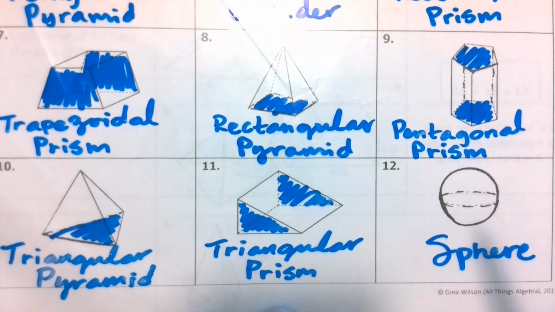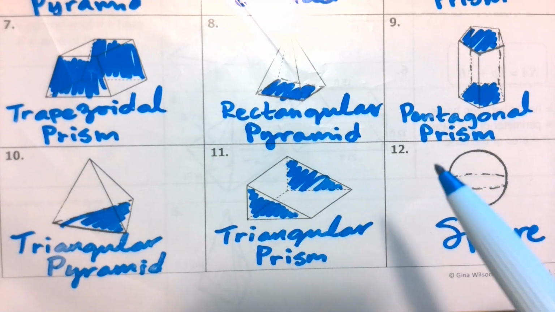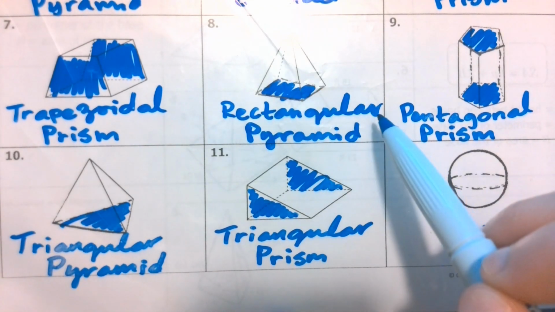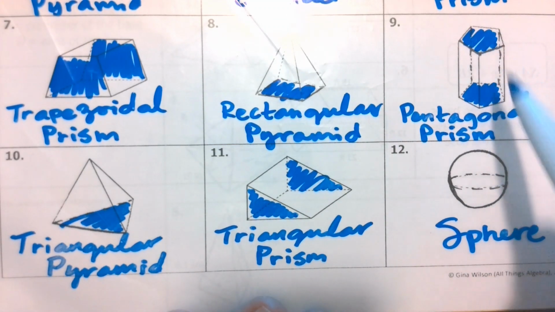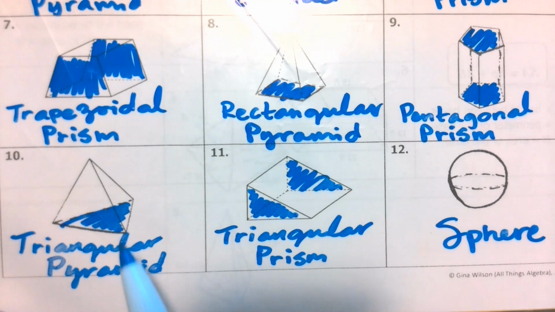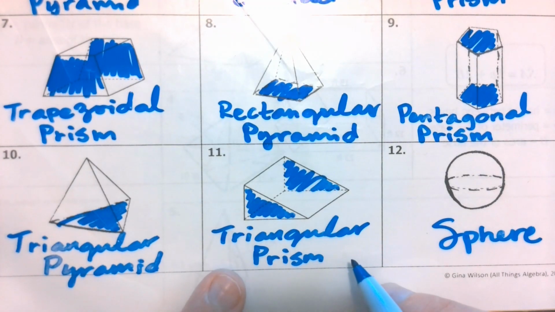For number 8, its base was a rectangle. You could say square, I think that might be a little bit of a stretch here, but we do know that it's a rectangle, so we'd say a rectangular pyramid. Number 9, the bases were pentagons, so a pentagonal prism. Number 10 is a triangular pyramid. Again, one of those where really I could choose any base here and it would work. 11 is a triangular prism.